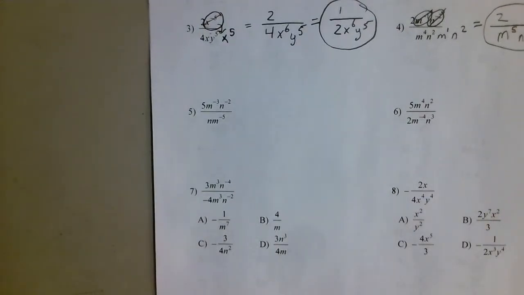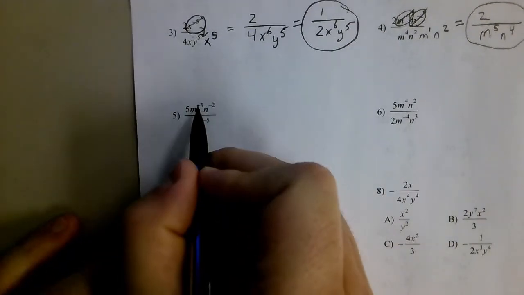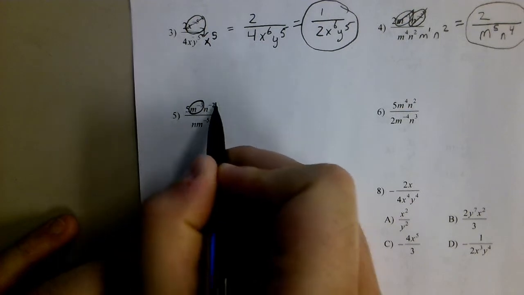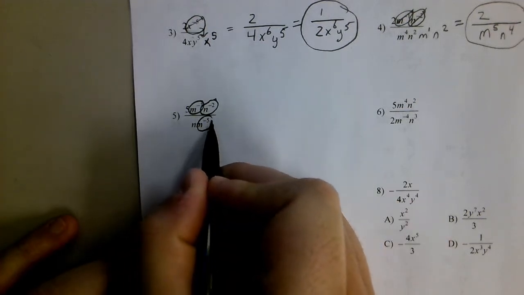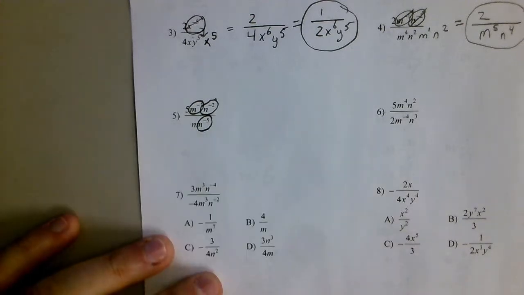Number 5. So in number 5, again, we're looking for those negatives. So I've got m to the negative 3rd, n to the negative 2nd, and then I also down here have an m to the negative 5th. Those all need to change places.